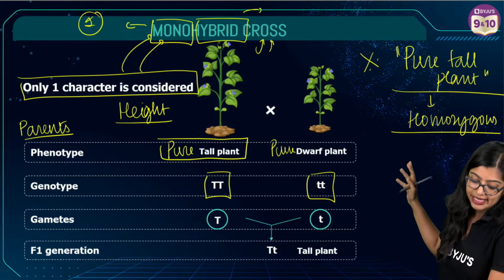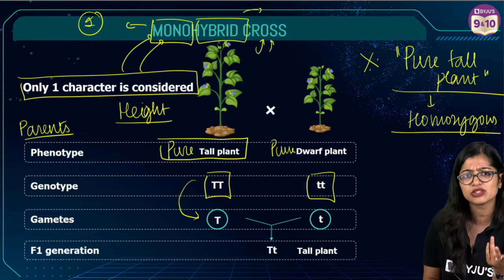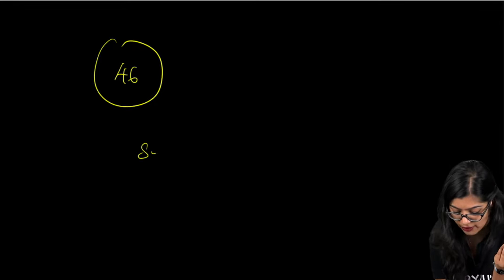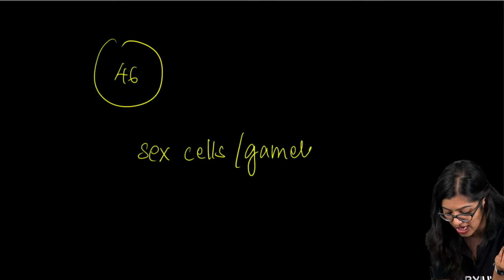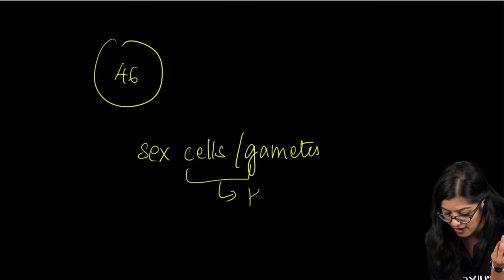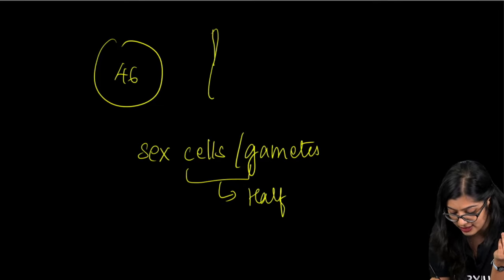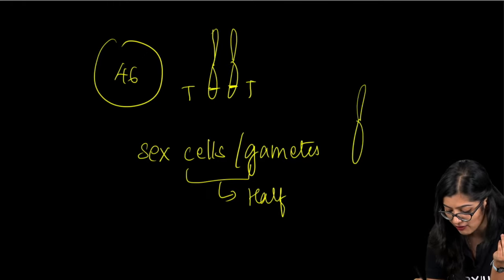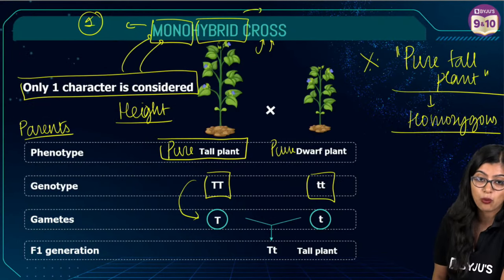Yes? So now we see that the genotype is there. Now, when we talk about gametes, we know that gametes will always end up having half the number of chromosomes, right? So if all the cells in our case have 46 chromosomes, we know that the sex cells, or the gametes, this is just a continuation of the previous chapter, would have only half the number of chromosomes. That means that if in this pair you have T and T, in your gametes you will have only one T, right? So that is why for gametes, we will write only one, okay?